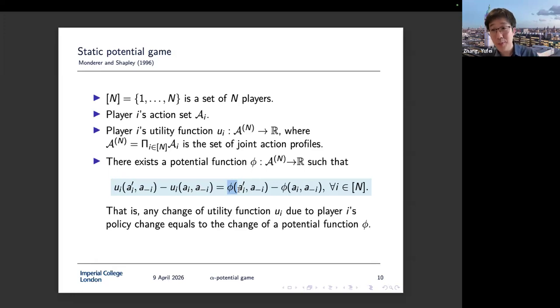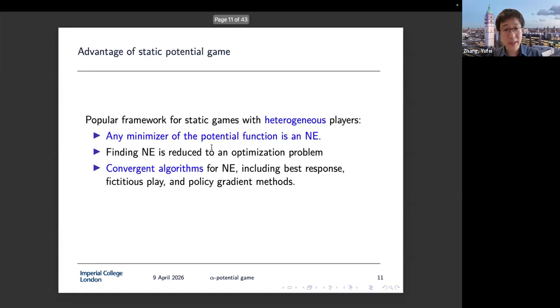Right now, it is just an algebraic property. And at this moment, there is no assumption about homogeneity, in the sense that all players can have different action sets. They can have different utility functions. Once this framework was introduced, it became a popular framework for analyzing static games.